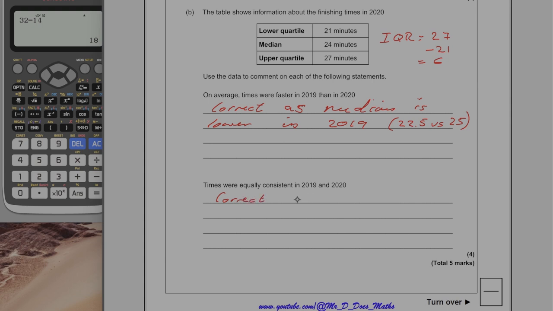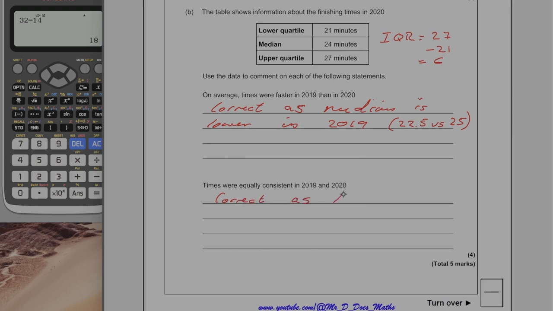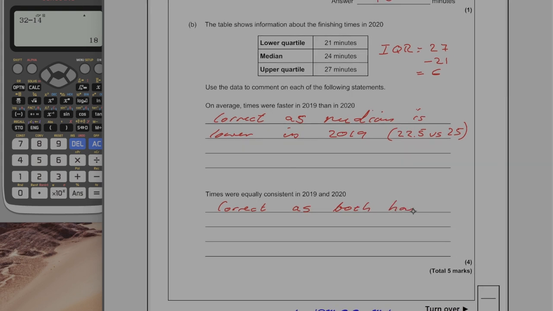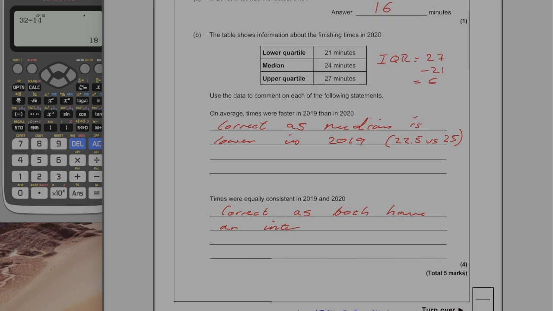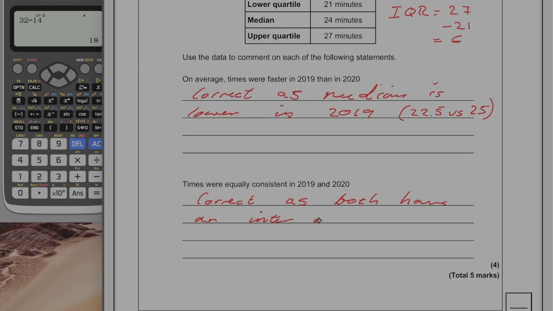Correct. That's both have an interquartile range of 6.